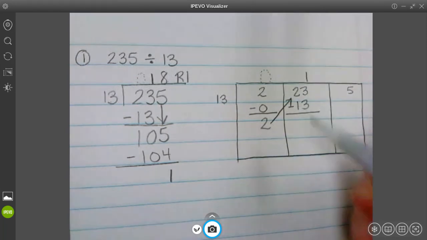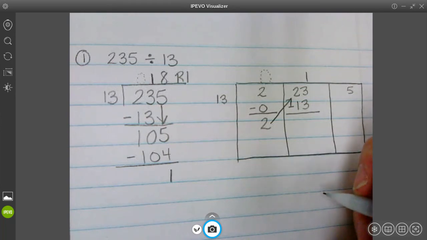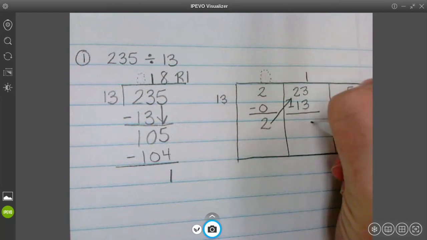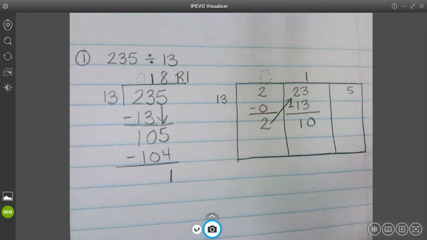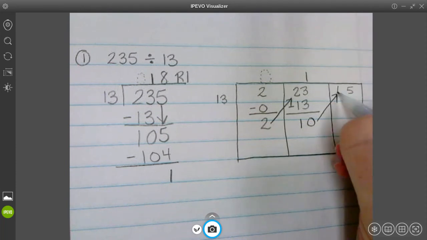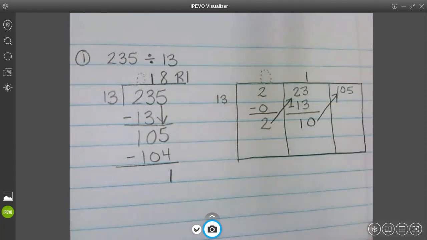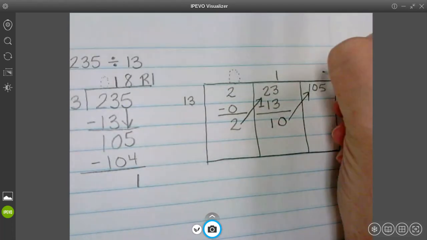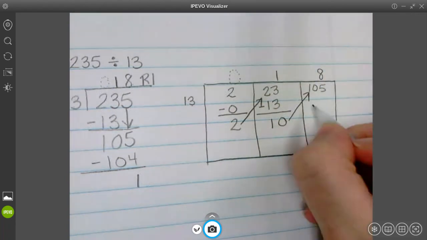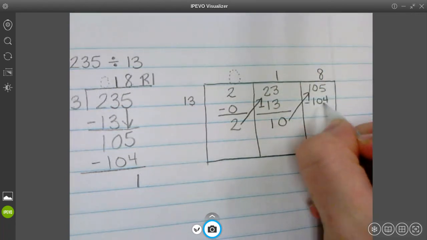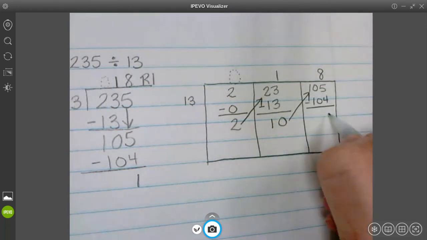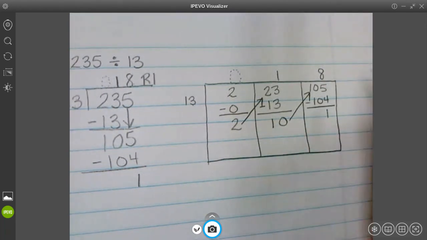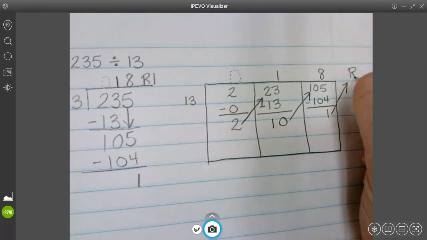We're going to subtract. We're still following the same steps. We are just looking at it a slightly different way. 3 minus 3 is 0. 2 minus 1 is 1. We're going to take it over to the next box. 105. How many 13s will go into 105? Remember, 13 times 8 was 104. So we're going to subtract 104. It's going to leave us with 1. That comes out as our remainder.